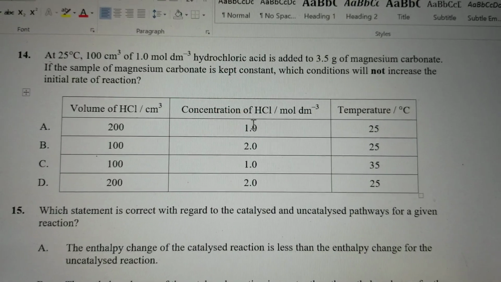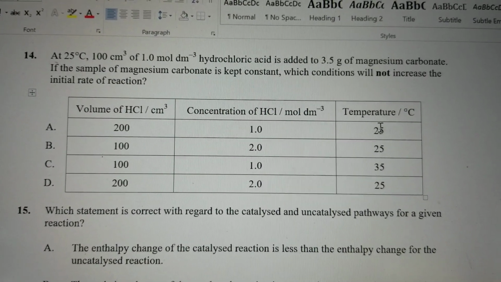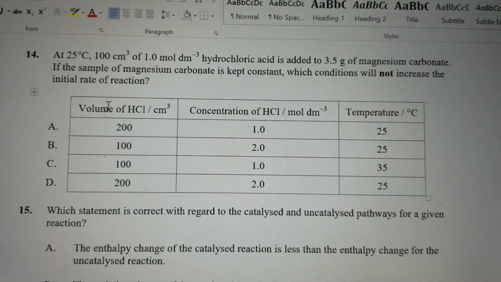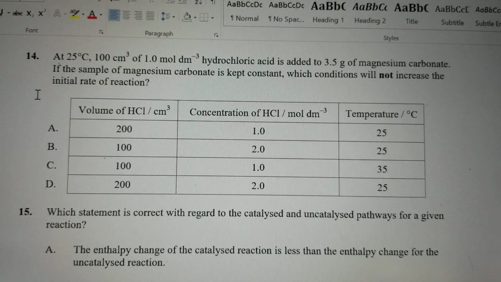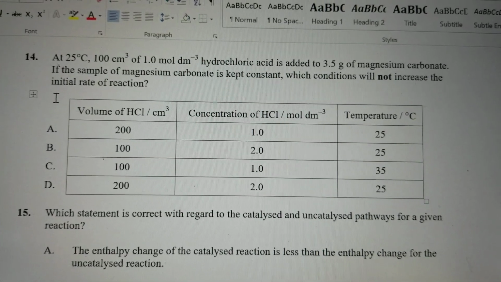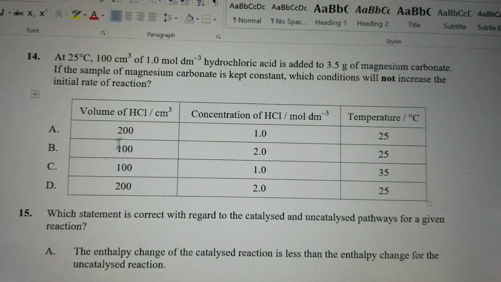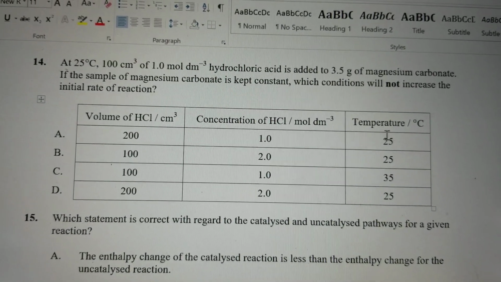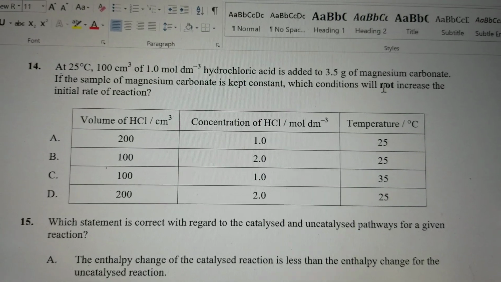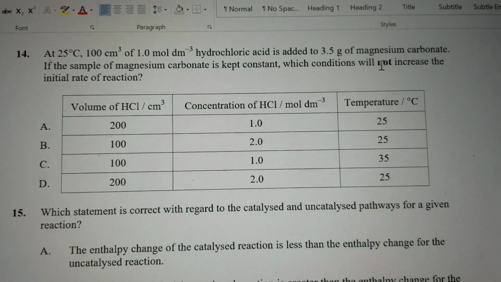They did not use a stronger concentration, and they also did not change the temperature. The only thing they do is use more HCl, but that's not going to change the initial rate of reaction. At the beginning, that's what initial means, right? Even if you add more HCl of the same concentration and at the same temperature, it is not going to increase the initial rate of reaction. So the answer for that one would be letter A.